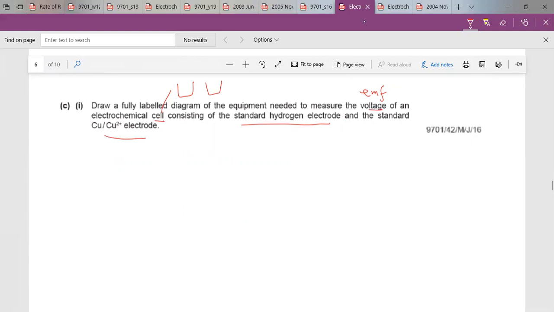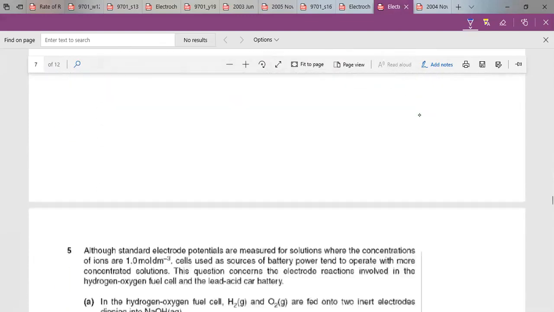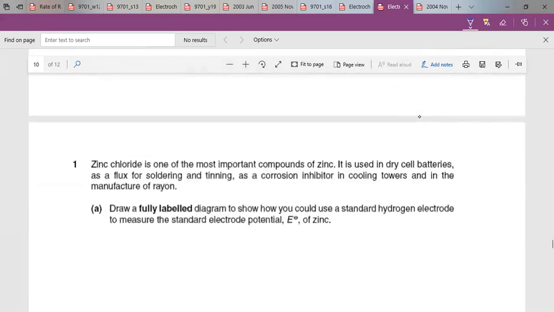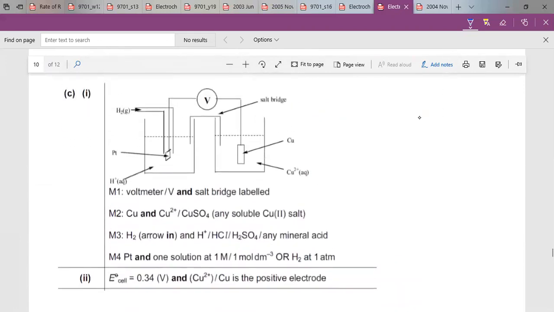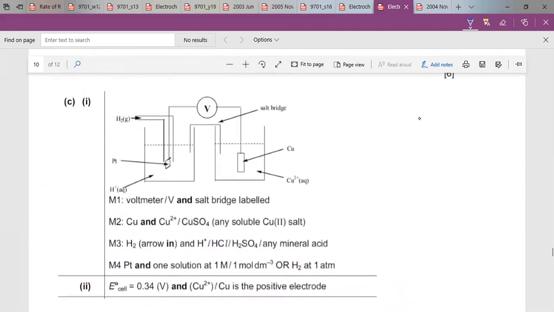Now, to make it easier for us, I've got the marking scheme here. Simple as that. So you can see half a cell, half a cell. This is the hydrogen electrode, same as that. H2 gas going inside here. This is the container, don't label it. As long as it's an enclosed tube, okay, platinum. Voltmeter, V. Salt bridge must be labeled.